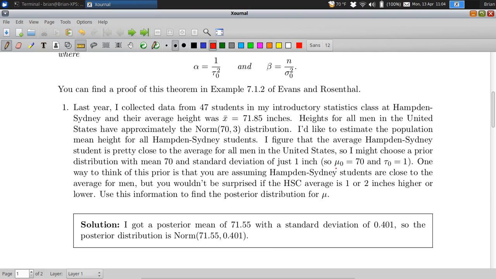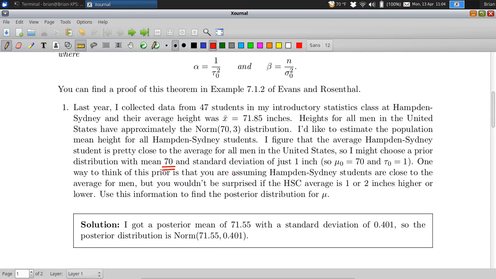And so I start off with what I know about the United States. Men in the United States have an average height of about 70. And so I might guess that that's probably true for Hampton-Sydney students too, that they're about the same as everybody else in the population, or at least all the other men in the population. So I might say, well, maybe the average height for Hampton-Sydney men is 70 inches also.